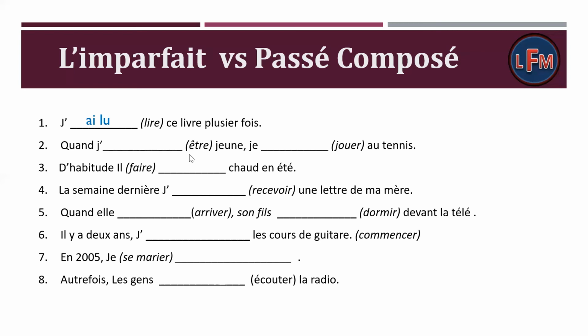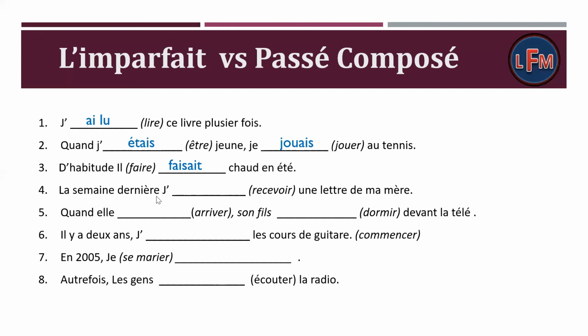Quand j'étais jeune, je jouais au tennis. When I was young, I used to play tennis. Here we are describing the situation in the past that when I was young, what did I do? I used to play tennis. This is a habitual action in the past. So in both cases, we use l'imparfait. Quand j'étais jeune, je jouais au tennis. Third one is d'habitude, il fait chaud en été. So il faisait chaud en été because it is a habitual action, that it is always hot in summers.